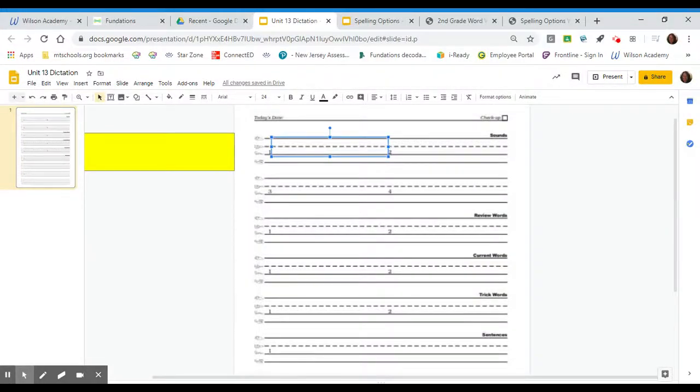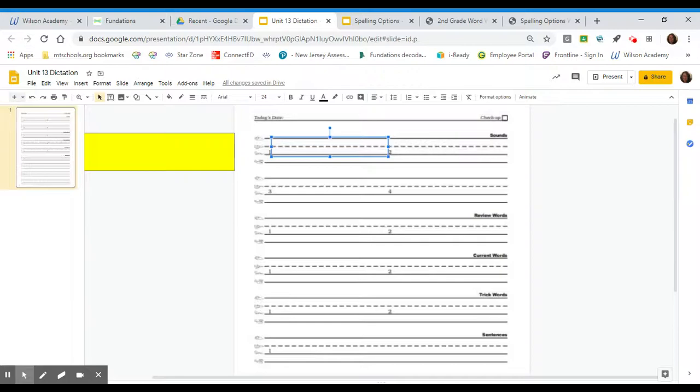Hi, boys and girls. Today is your Unit 13, Week 2, Day 4, Dictation. And normally this would be completed in our composition book. However, since you don't have those, you can either print this paper from your Google Classroom or just use any paper and pencil to follow along.